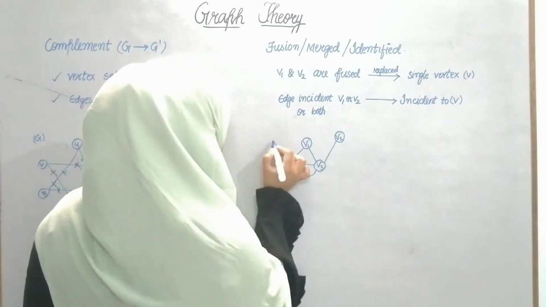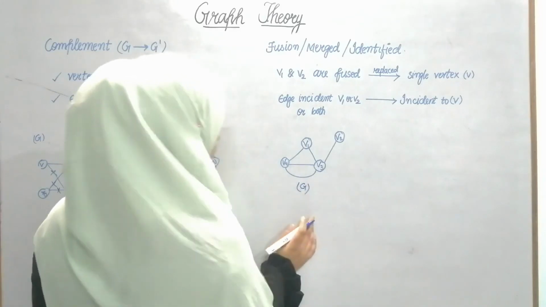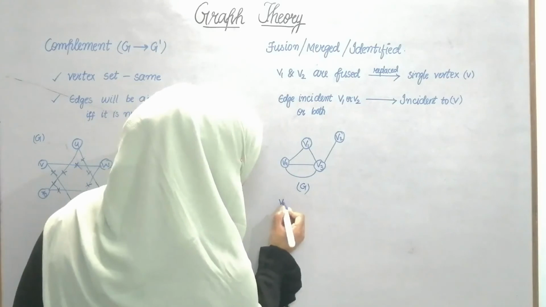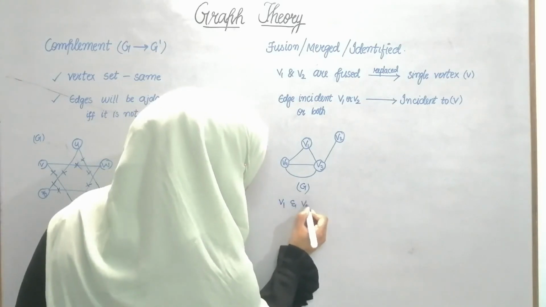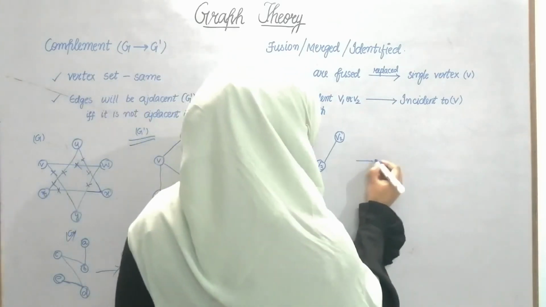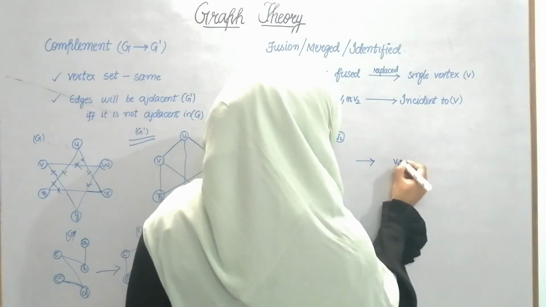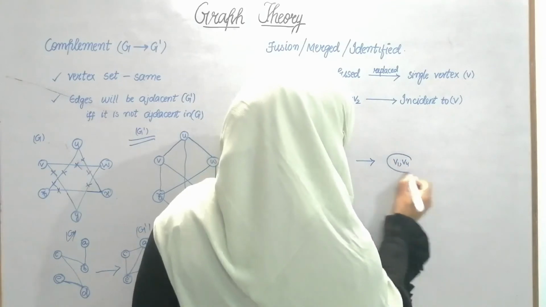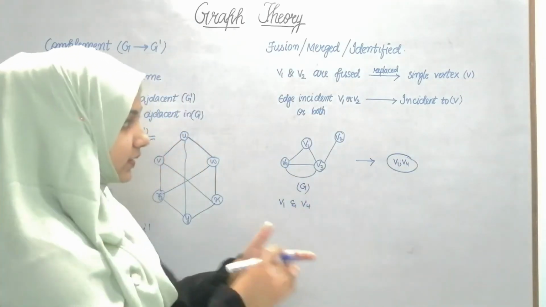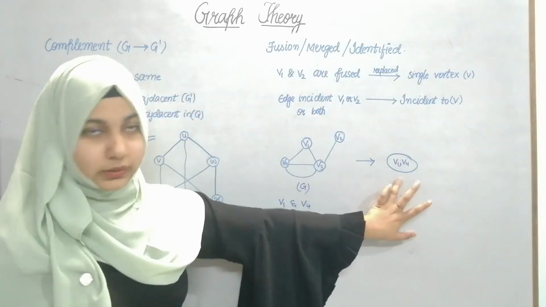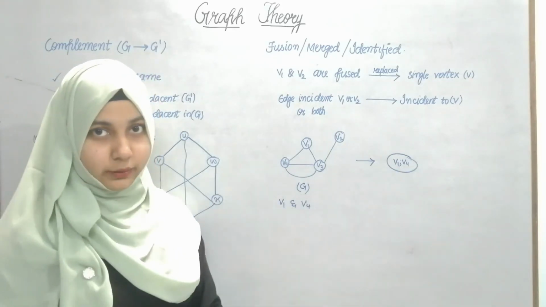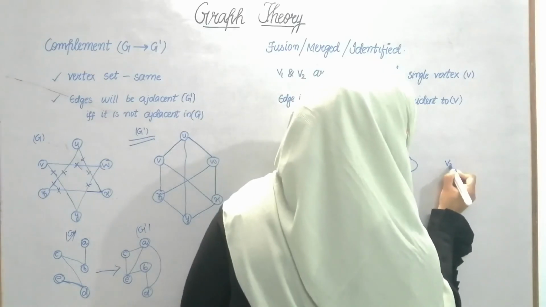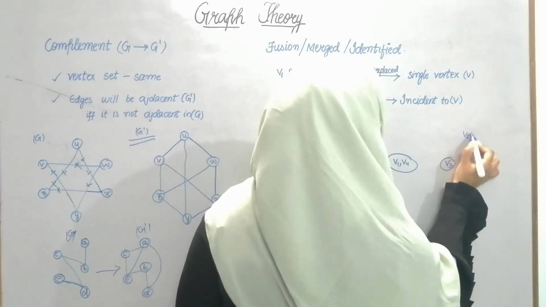Suppose this is your graph G. Suppose you want to fuse 1 and 4. So what happens? V1 and V4 are now fused. They are forming one single vertex. This is a new vertex now. We are not going to say V1, V4. This is V now. Okay. Now, the rest will be as it is. We have got V3. Okay. We have got V2. Fine.